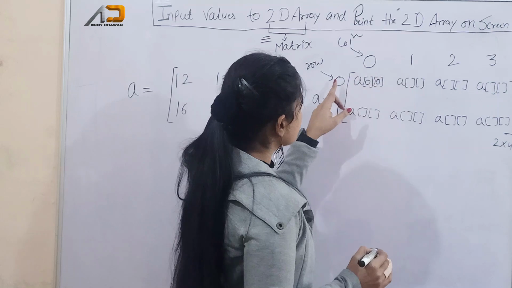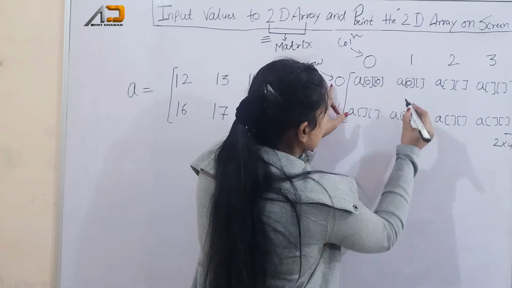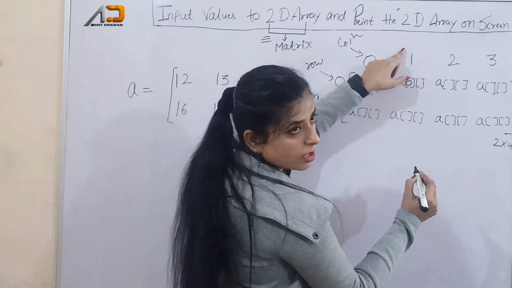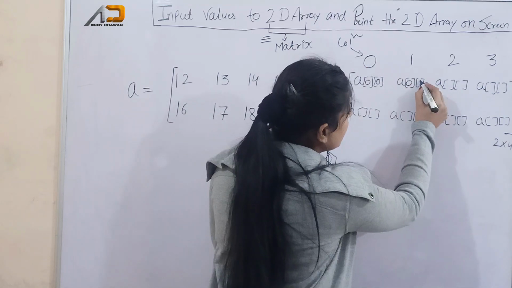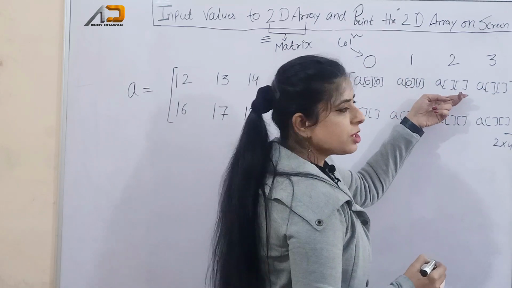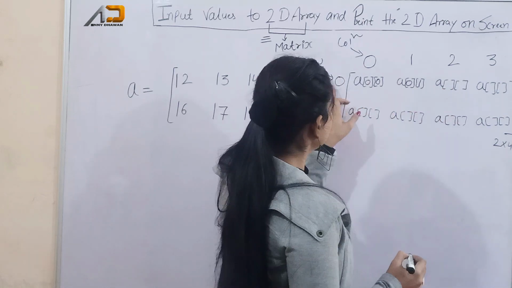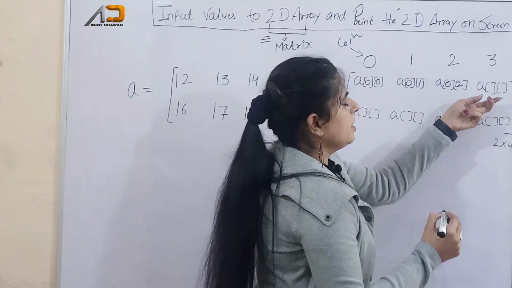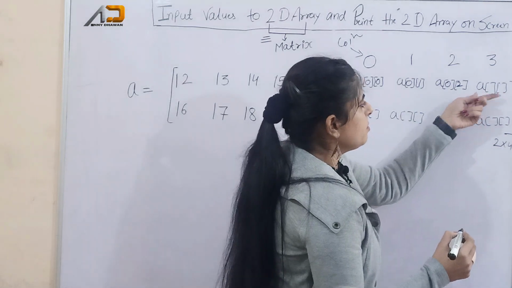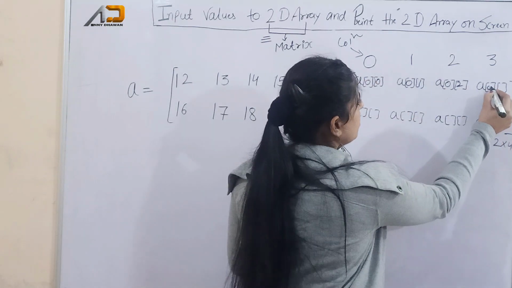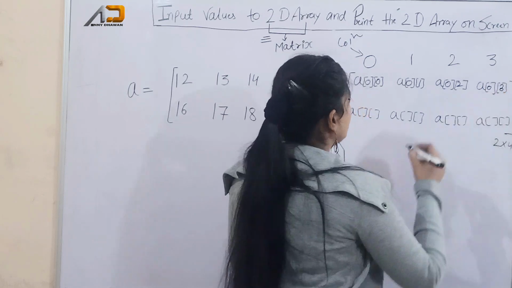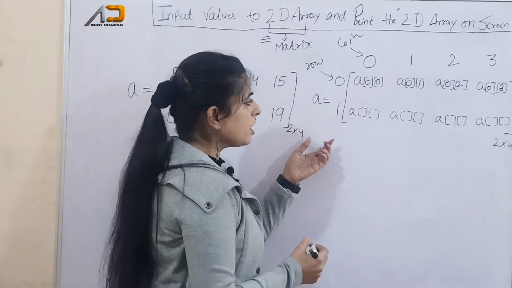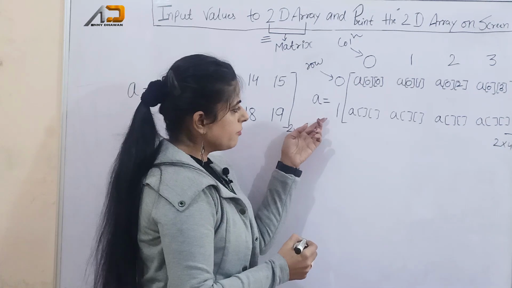First subscript points to the row index, that is 0, and second subscript points to the column index, that is 1. And what will be the positions of this element here? That is 0 and 2. In the same way, what will be the positions here? 0 and 3. And now it's the turn of row number 1.